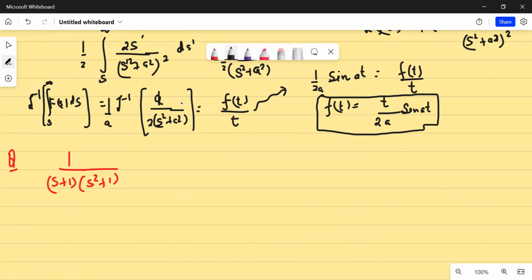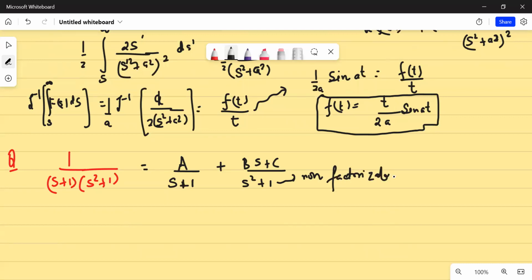So one of the ways to solve this can be to write in terms of partial fractions. That is, if I want to write it in terms of partial fractions, I will do this: A upon (s plus 1) plus (Bs plus C) upon (s square plus 1). Why am I writing Bs plus C? Because this term is non-factorizable. Since this is not factorizable, if you remember from your standard 12th class, the partial fraction for a non-factorizable term is written in this fashion. So this is one of the approaches.